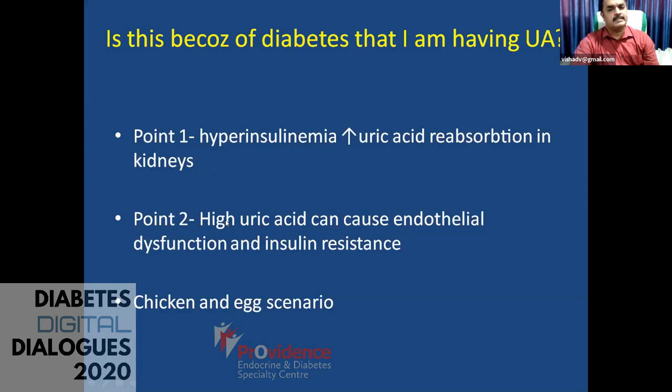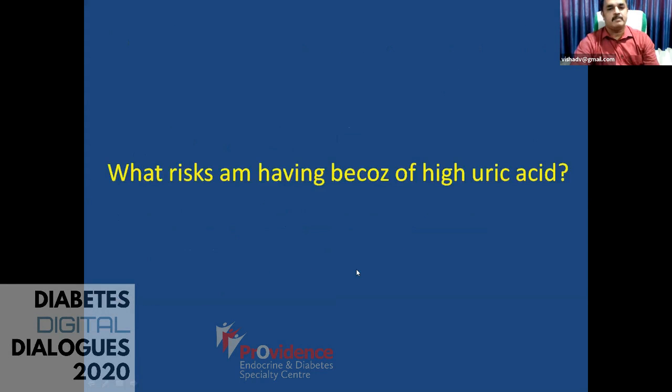The second point we need to know is that high uric acid can cause endothelial dysfunction and insulin resistance, and technically it can predispose to diabetes. So it is basically a chicken and egg scenario. Uric acid and hyperinsulinemia, cause or effect, we are still not very clear, but it can work either way.